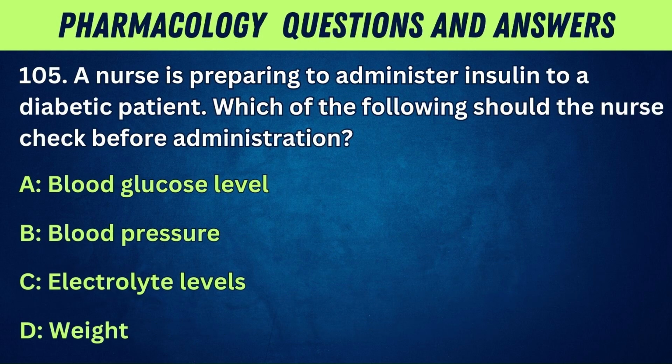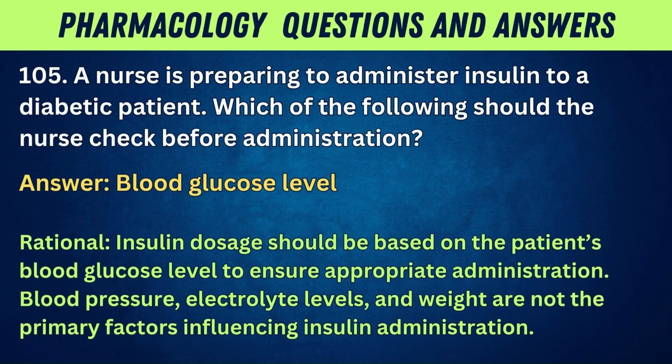105. A nurse is preparing to administer insulin to a diabetic patient. Which of the following should the nurse check before administration? A. Blood glucose level. B. Blood pressure. C. Electrolyte levels. D. Weight. Answer: blood glucose level. Rationale: Insulin dosage should be based on the patient's blood glucose level to ensure appropriate administration. Blood pressure, electrolyte levels, and weight are not the primary factors influencing insulin administration.